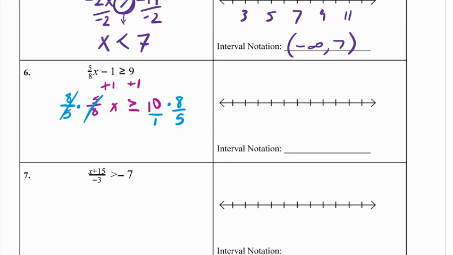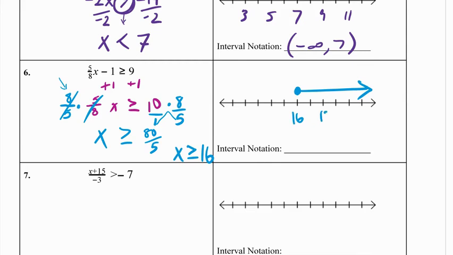You'll have 8 times 5, 40, over 5 times 8, 40, and 40/40 is just 1x. Greater than or equal to 10 times 8 is 80, divided by 1 times 5, which is 5. And 80 divided by 5 would give us that x is greater than or equal to 16. We didn't divide by a negative there or multiply. We multiplied by a fraction, but it was a positive fraction. And so we don't need to worry about switching our inequality symbol. We just shade in the greater than direction.